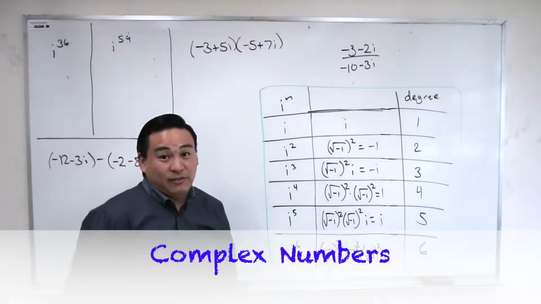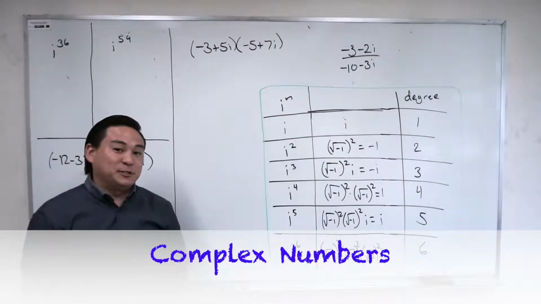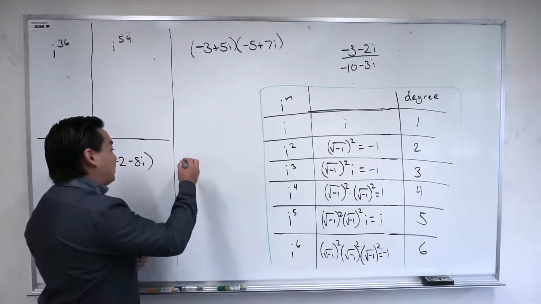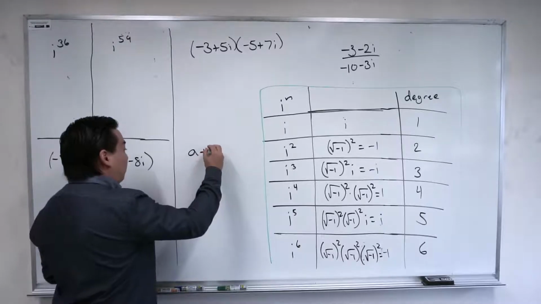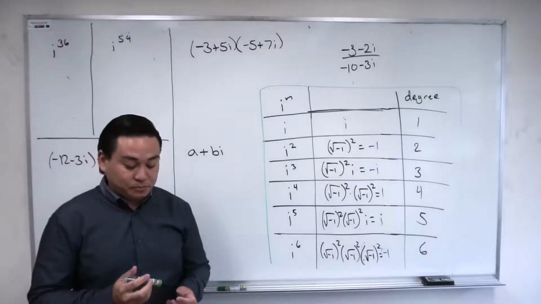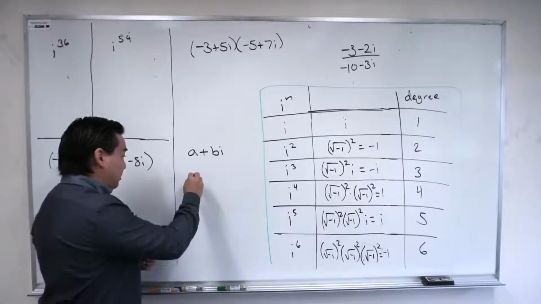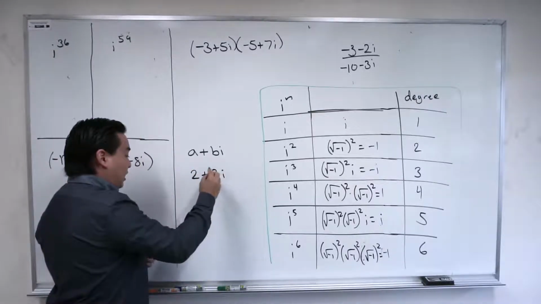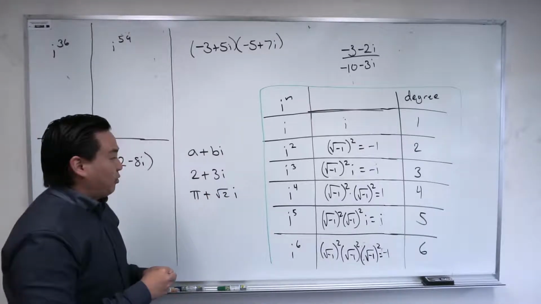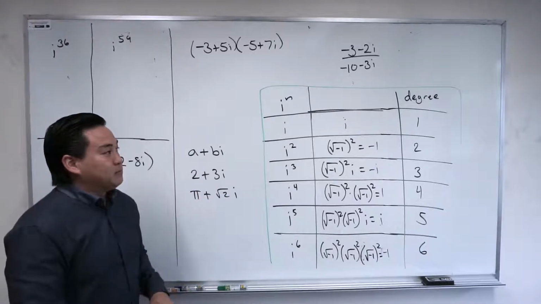Okay, so we're going to do a brief introduction to complex numbers. So remember, complex numbers have that i value, but in particular, complex numbers are of the form a plus bi, where a and b are real numbers. So you can have a complex number that looks like 2 plus 3i, or pi plus root 2i, and so forth. These are all complex.